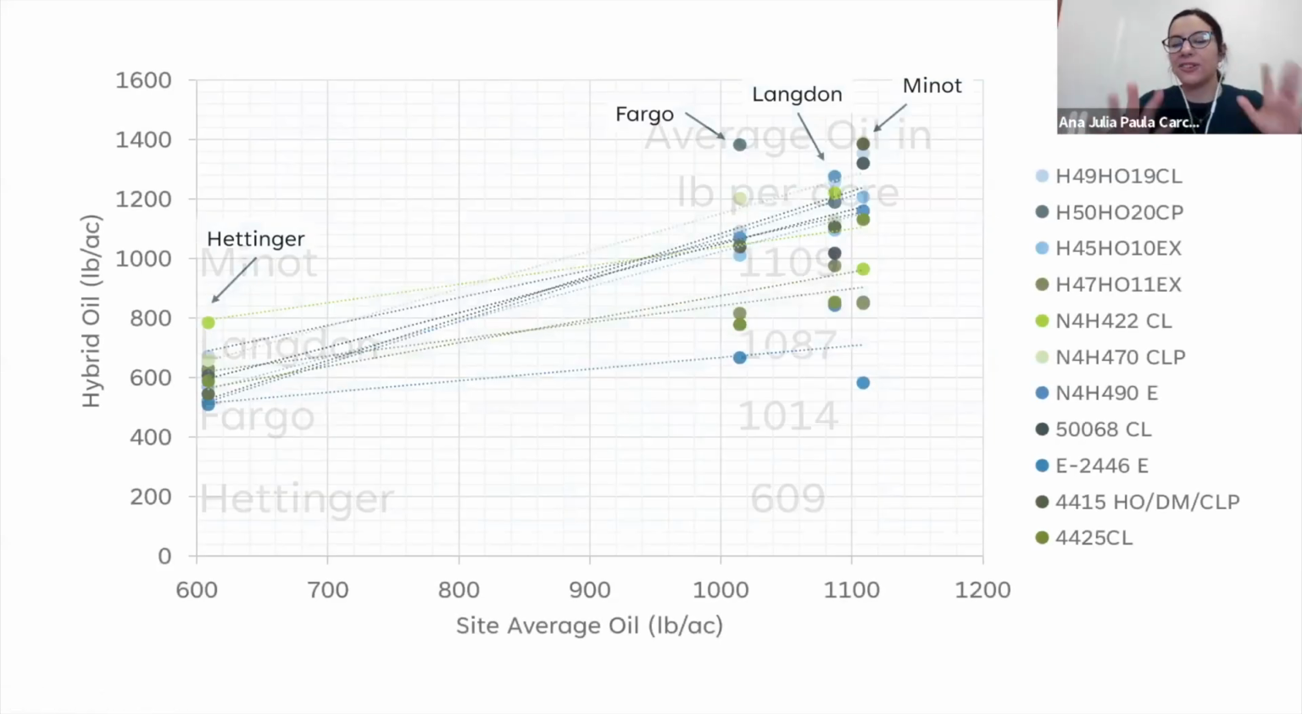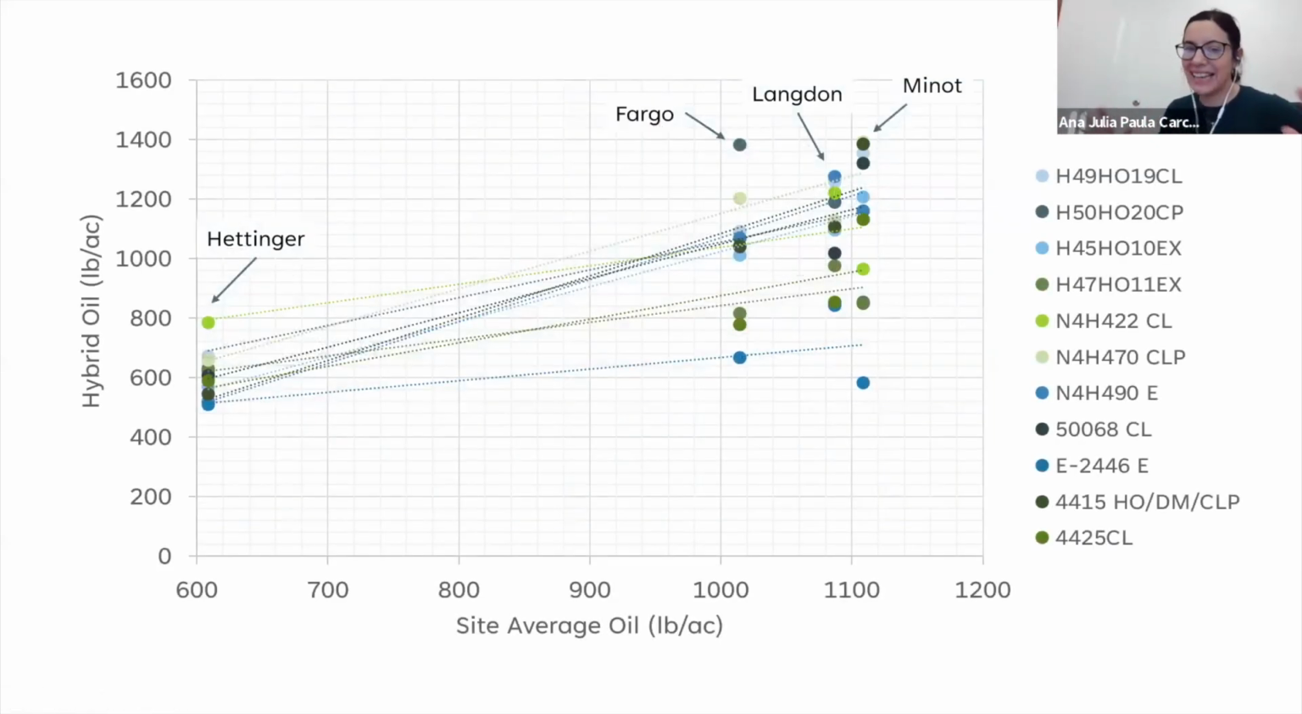And now this is the figure that I told you about, maybe it's too many lines, and this is the figure I wanted to show you. So basically what you can see here is that we have our 4 sites, Hettinger, Fargo, Langdon, and Minot, and all the hybrids that we were seeing before are located under that environmental quality value. So Hettinger is back here and Minot is back here.